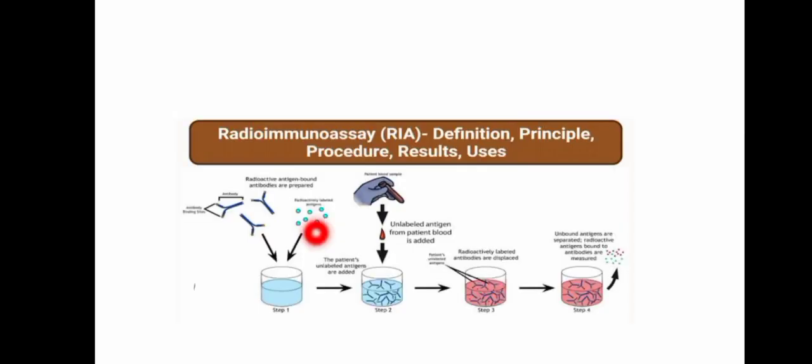This is the picture representing the procedure of the radioimmunoassay. In step 1, radio-labeled antigens are added to this well, and the free radio-labeled antigen is removed by washing. After that, unlabeled antigen of the sample is added to the well, and the radio-labeled antigens are removed by washing, and after that the radioactivity is measured.